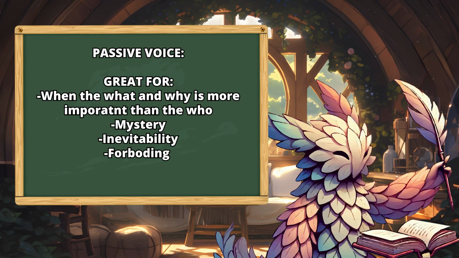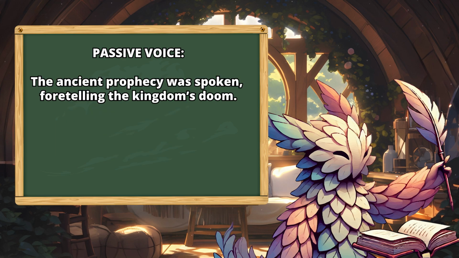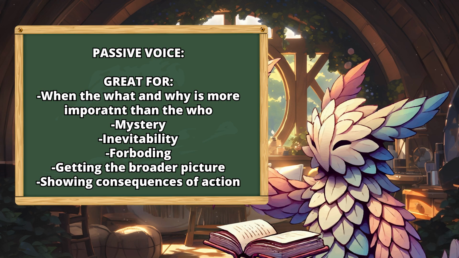Passive voice, on the other hand, thrives in moments where the action or results take precedence over the actor. It's less about the who and more about the what or the why. This can create an air of mystery, a sense of inevitability, or even foreboding. For example, the ancient prophecy was spoken, foretelling the kingdom's doom. Here, the emphasis isn't on who spoke the prophecy, but on the prophecy itself and its ominous implications. Passive voice allows you to zoom out, focusing on the broader picture or consequences of the action.